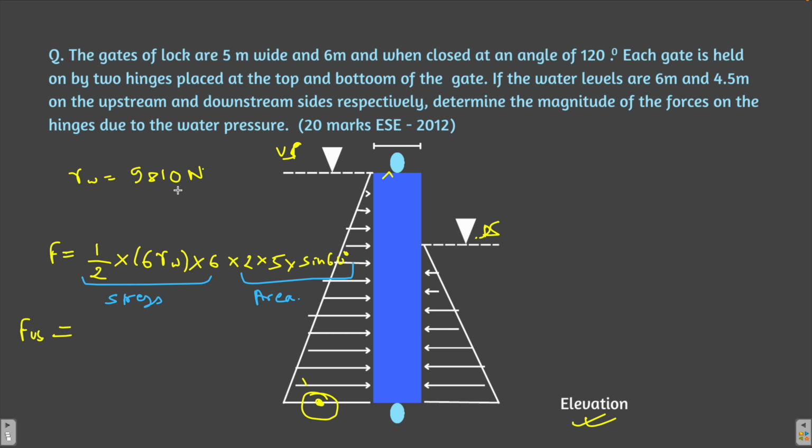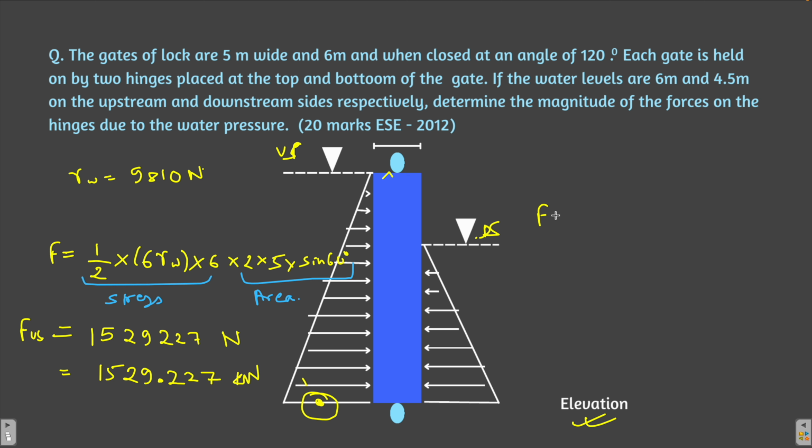So this will give you 1527 point something newtons. If you convert it into kilonewton, you will get 1529. This is a huge number, so I am converting it into kilonewton. 227 kilonewton. Okay.